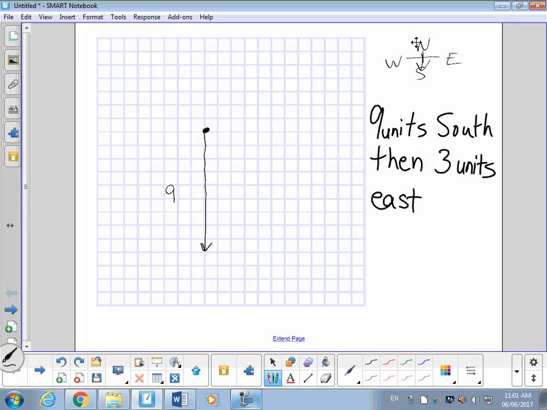So in a sense, it's almost like following a map. So I go this far, then I'm starting here, and now I'm going east 3 units. So 1, 2, 3. And that is the movement here.